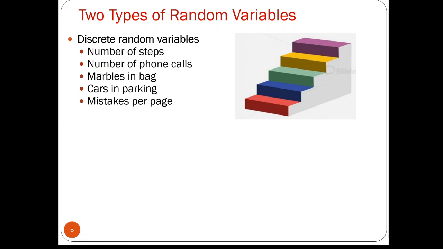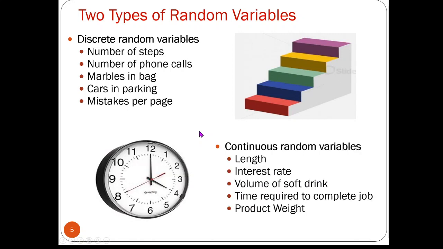Now these are the examples of discrete random variables: number of steps, number of phone calls, marbles in a bag, cars in a parking lot, mistakes per page. All these quantities are possible to count in terms of integers. That's why they come under the discrete random variables. Whereas quantities like length, interest rate, volume of soft drink, time required to complete a job, and product weight can all take any real value between the range. That's why they are represented by continuous random variables.